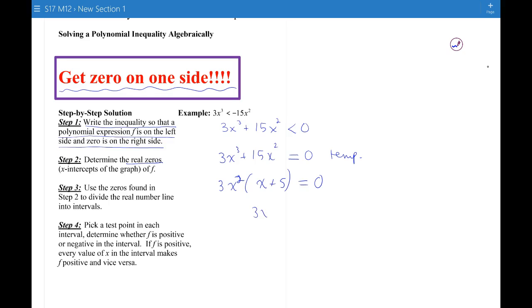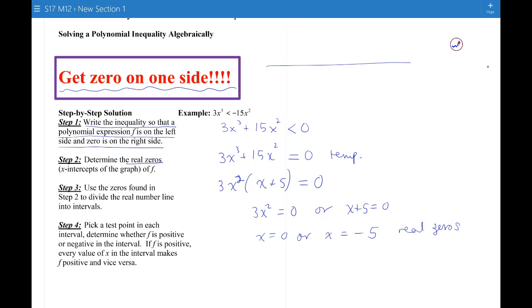So using the zero product property, either 3x squared equals 0 or x plus 5 equals 0. So x equals 0 or x equals -5. So these are our real zeros. So these are the only places where the graph can cross the x-axis.